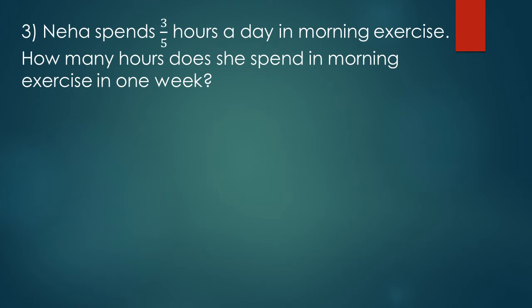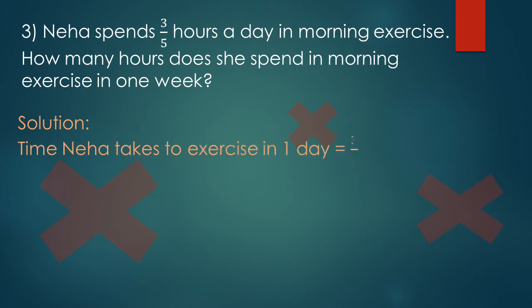Question number 3. Neha spends 3/5 hours a day in morning exercise. How many hours does she spend in morning exercise in 1 week? See, the time for 1 day is given and we have to find out for a week, that is 7 days. It means less is given and we have to find out more. What do we have to do? Yes, multiplication. So the first statement is: time Neha takes to exercise in 1 day is equal to 3/5 hours.